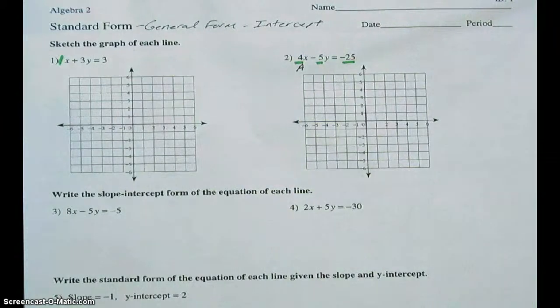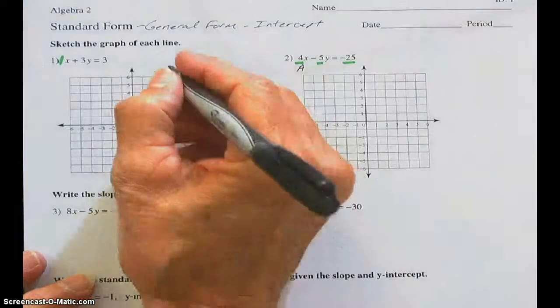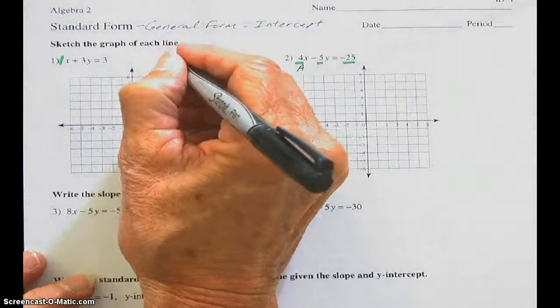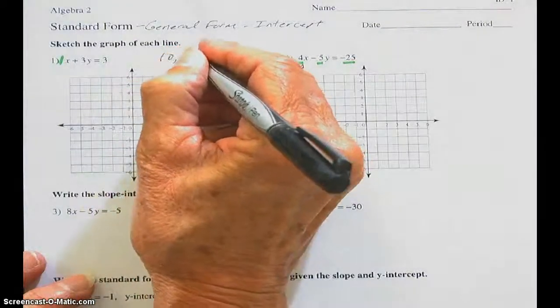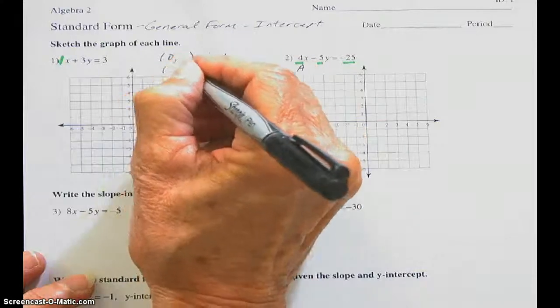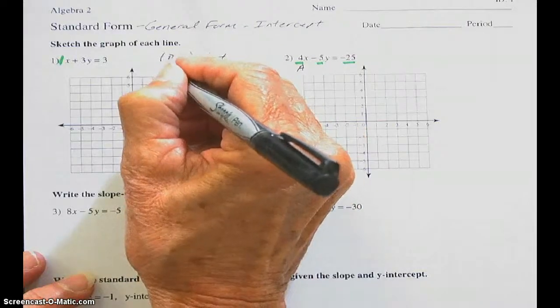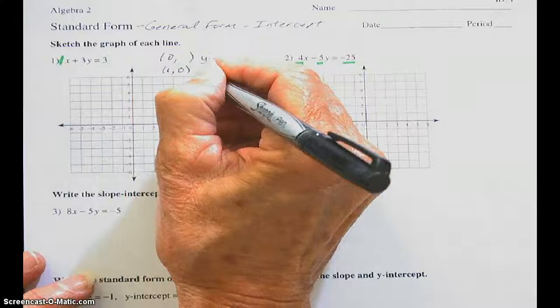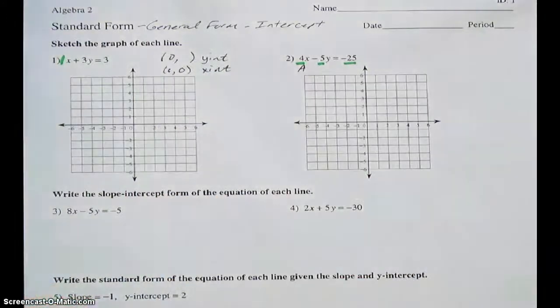So this is sometimes called the intercept form because we can find the intercepts. What are the intercepts? We have two intercepts. When x is equal to 0, that will give us our y-intercept. And when y is equal to 0, that will give us our x-intercept.